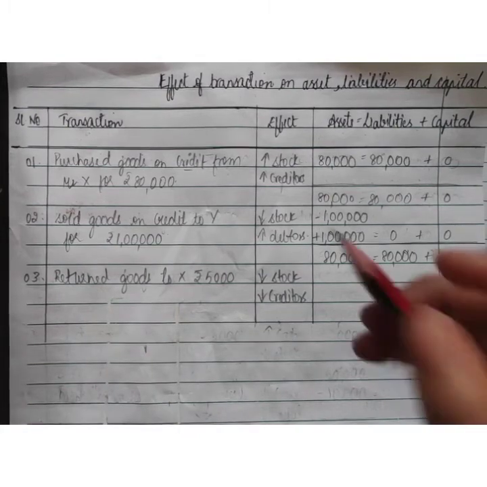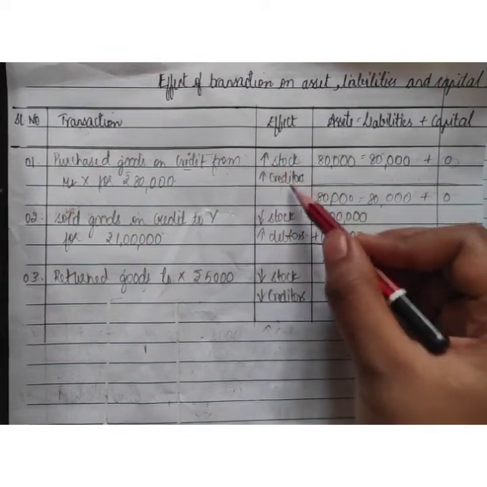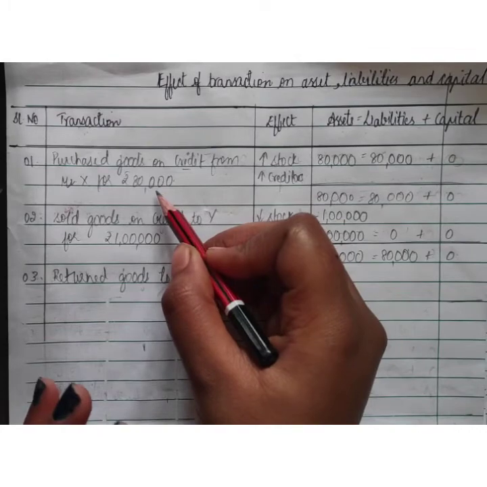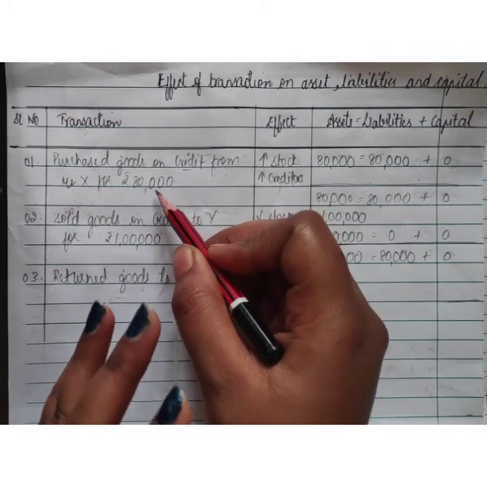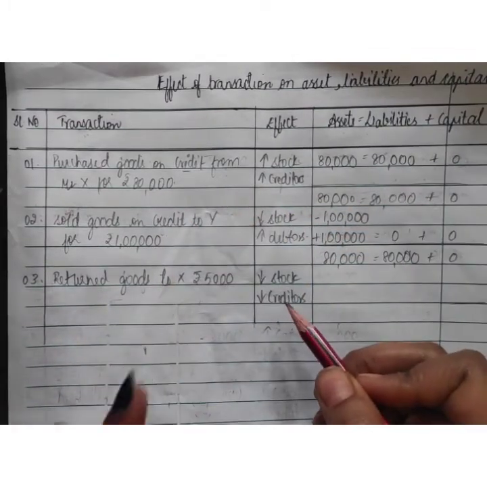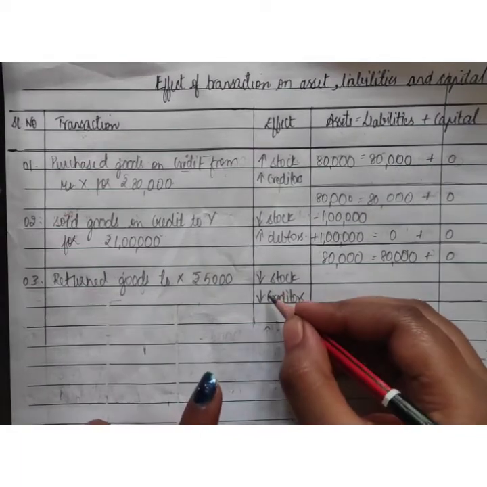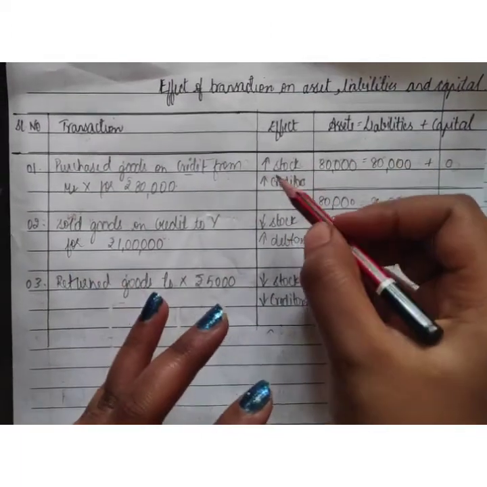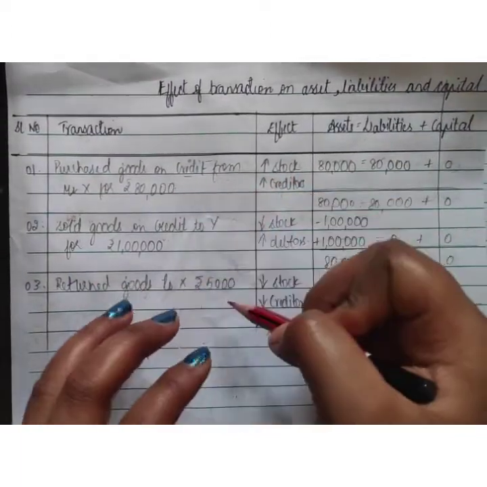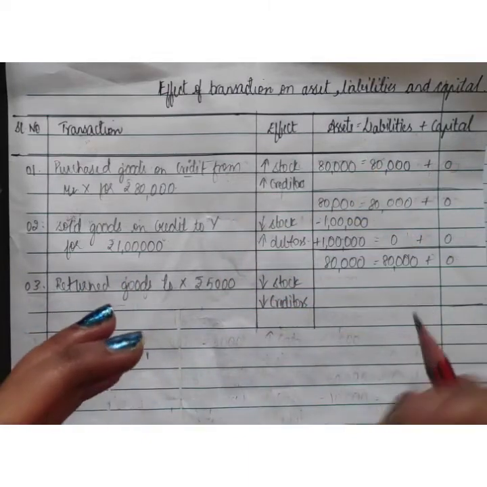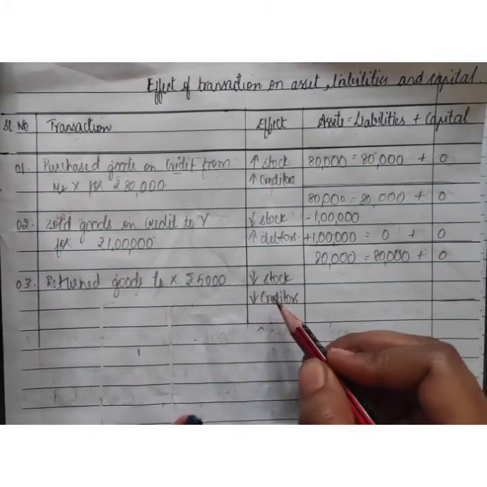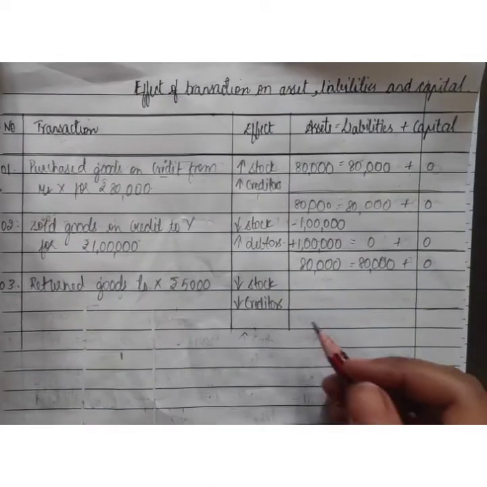See here, there was an increase in creditors because we were liable to pay 80,000. We were liable to pay so much money to them. But here we have returned it. So there is a decrease. So however much we were liable to pay, it has decreased a little bit. So that's why I've written decrease in creditors. Now let's put this into the equation.